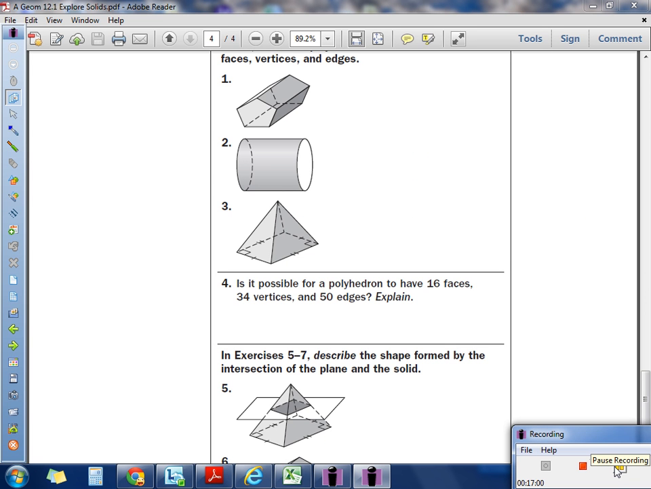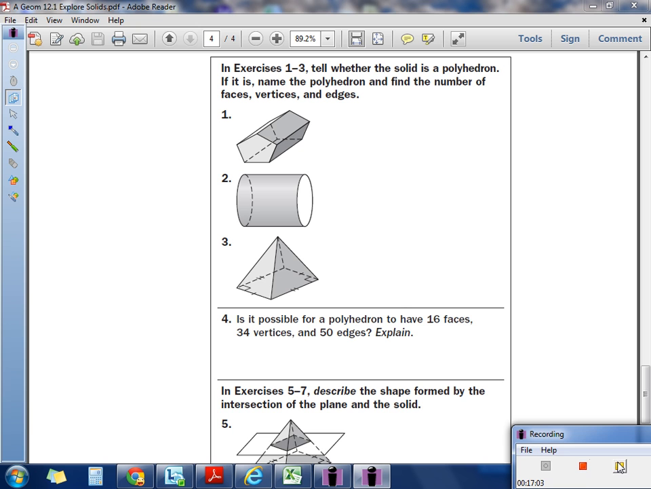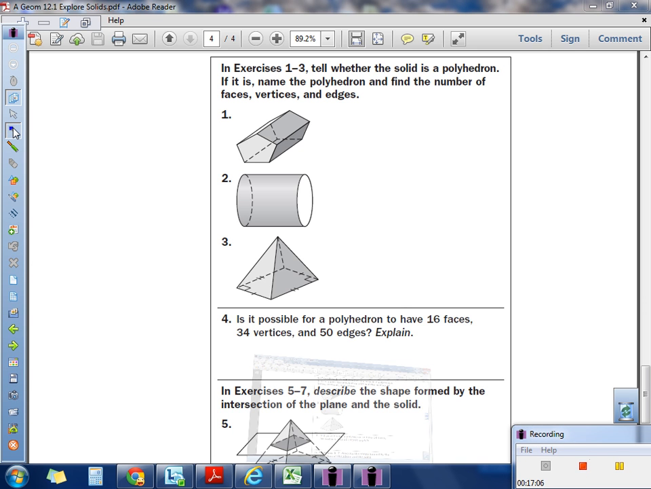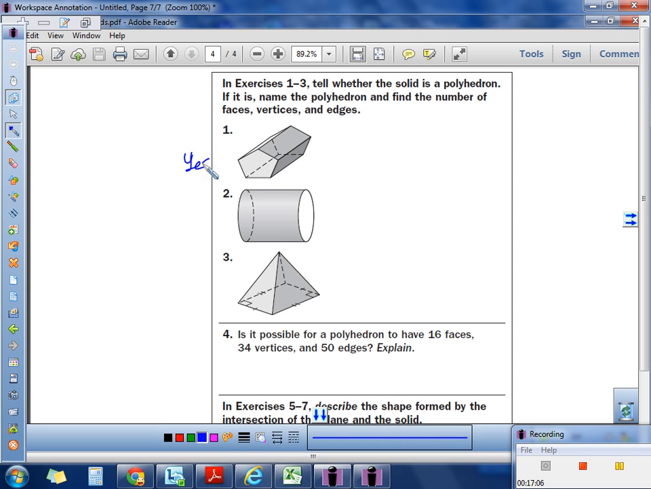Try these checkpoints and see how you do. All right, here we go. On 1, 2, 3, it says, is it a polyhedron? If it is, count the number of faces, vertices, and sides, and name it. So, is number 1 a polyhedron, yes or no? Yes. Number 2, no. Why? Because it has curves.